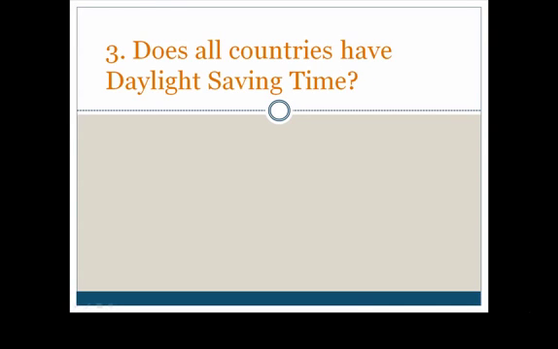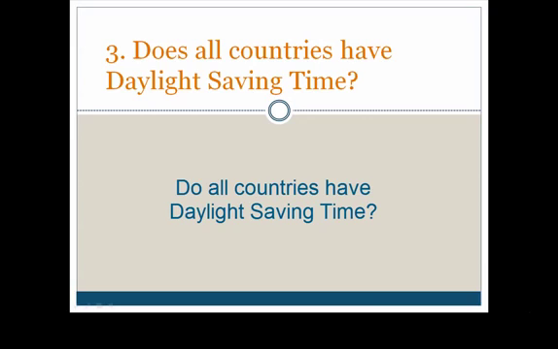3. Correct the mistake. The mistake is with agreement. We do need a helping verb, but does is not the correct form. Our subject is all countries, third person plural. The helping verb we need is do. The correct question is, do all countries have daylight saving time?